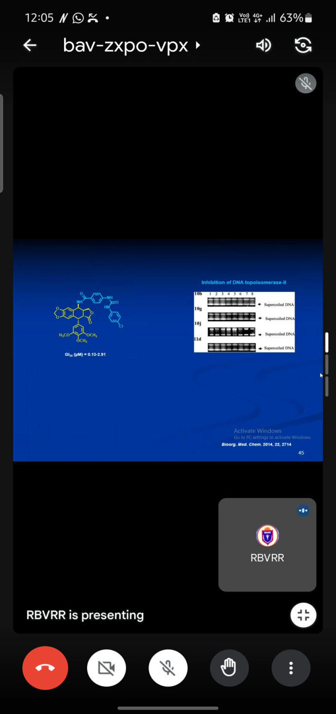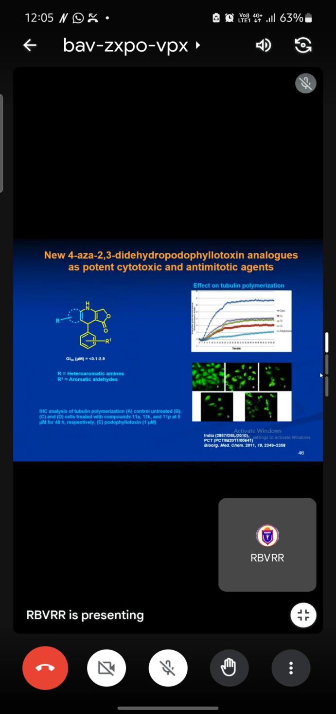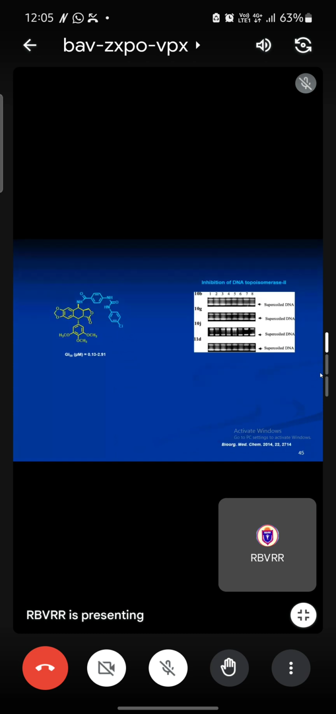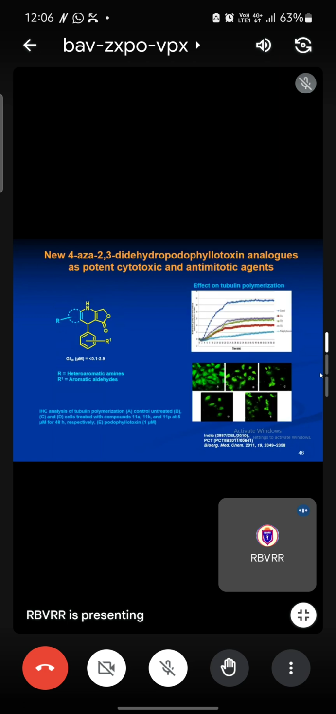Similarly, this is another example where functionalities like ureas and all that are in place, because we thought it can have much better interactions when it is inside that pocket. And these are totally synthetic molecules, keeping the scaffold of. So we talked about.